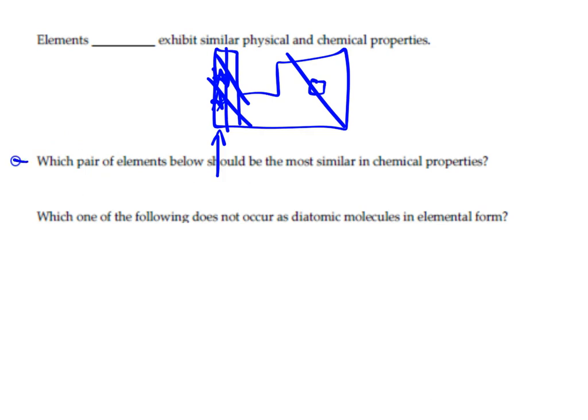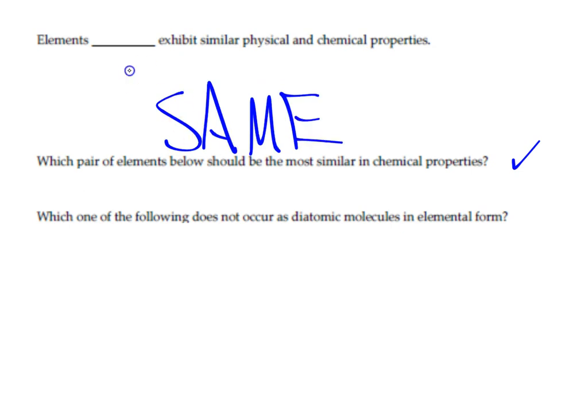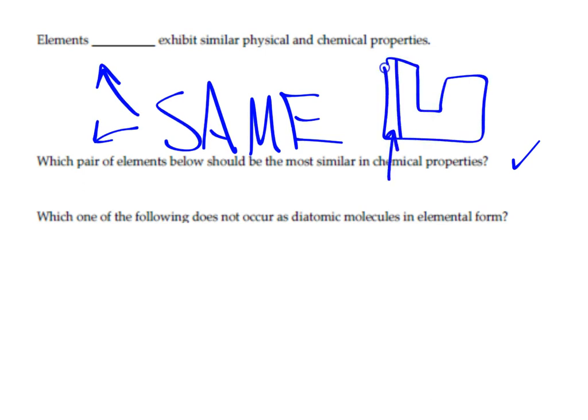Okay, this second question right here says, which pair of elements below should be the most similar in chemical properties? 10 seconds. Tell your lab partner how you would know that. Okay, I heard the word same multiple times. And that's good because this is the same question as this, and same means the same family, right? You're looking for the pair that is in the same family.